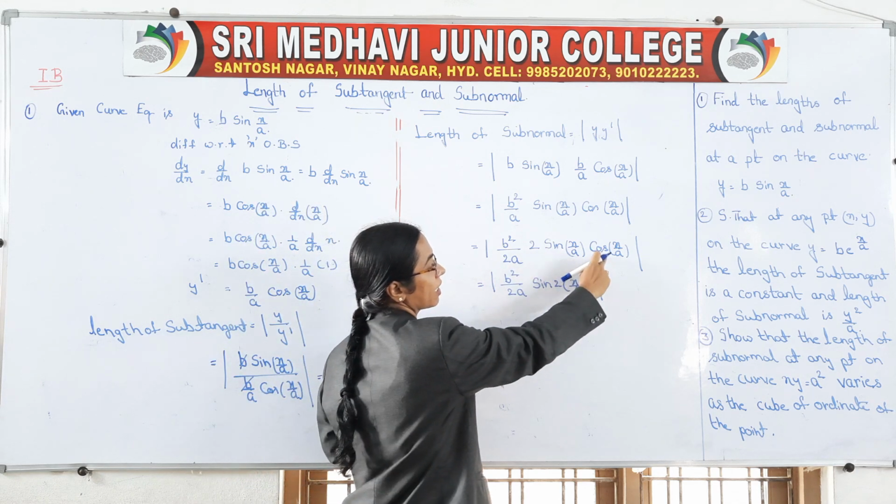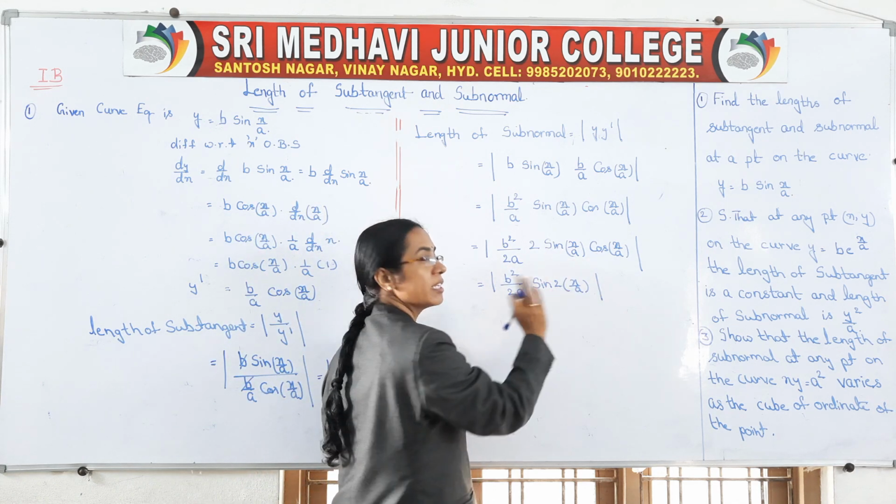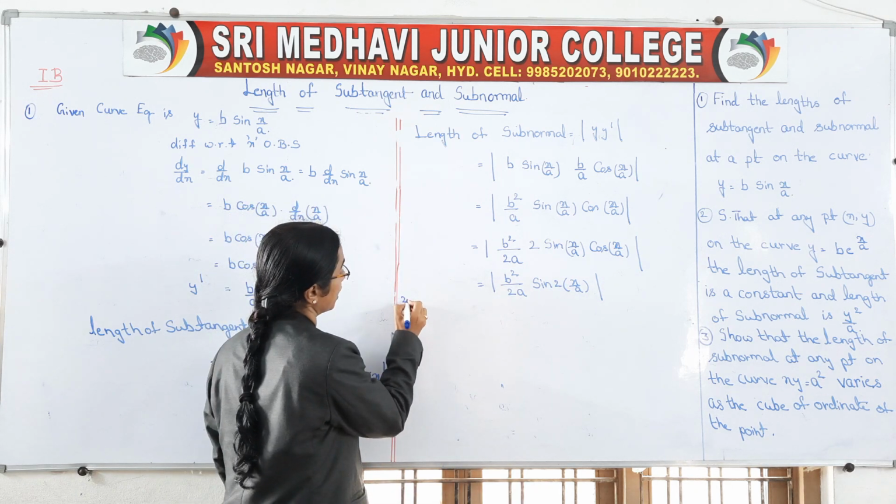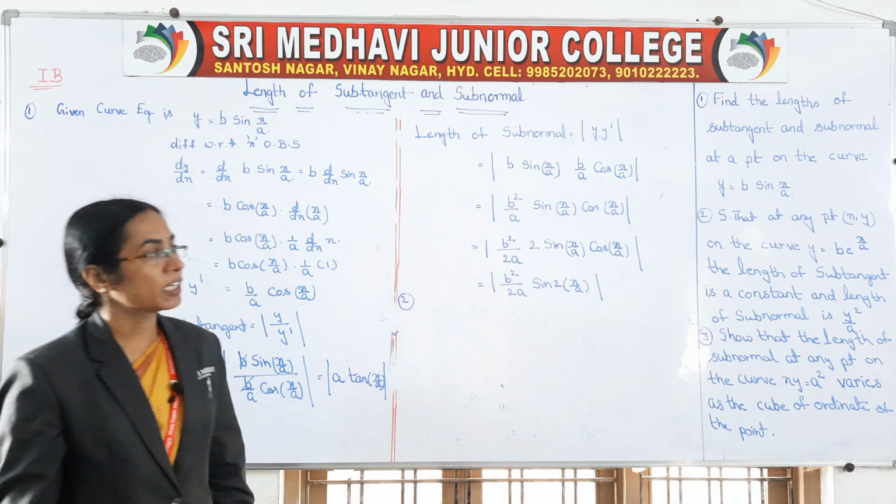So 2 sin theta cos theta, its value is sin 2 theta. Okay, so this is our first question. Now come to the second question.